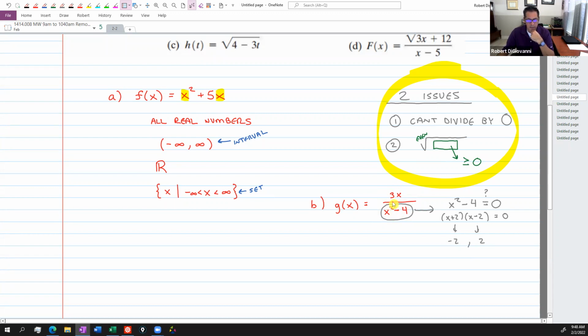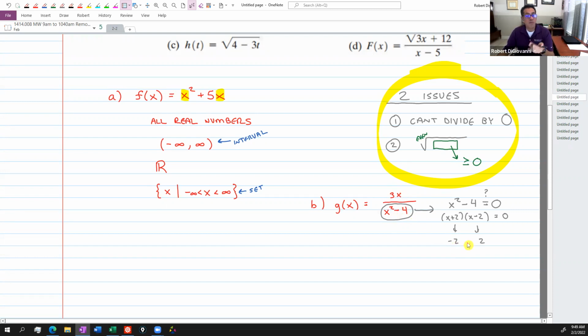Yeah, we can plug it in because 3 times 0 on top would be 0. And on the bottom, 0 take away 4 would be -4. So you get 0 over -4. Well, that's just 0, right? It's not a problem. Some students will say, oh, you can't plug 0 in either. Well, you can. So the only two issues are these two.